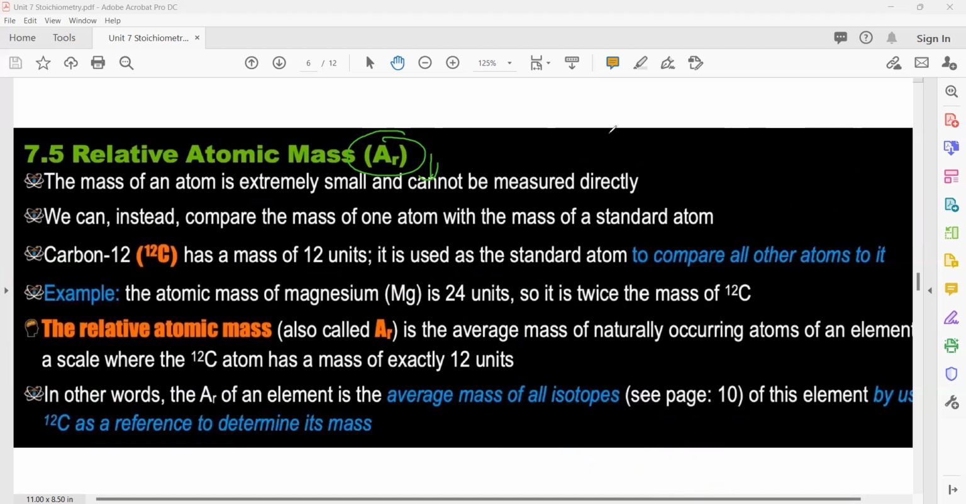Is it clear? What is relative atomic mass? Please confirm. Yes.